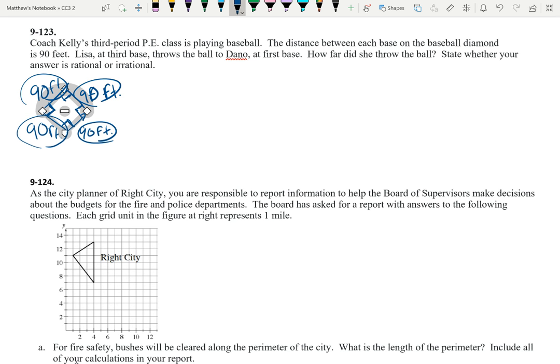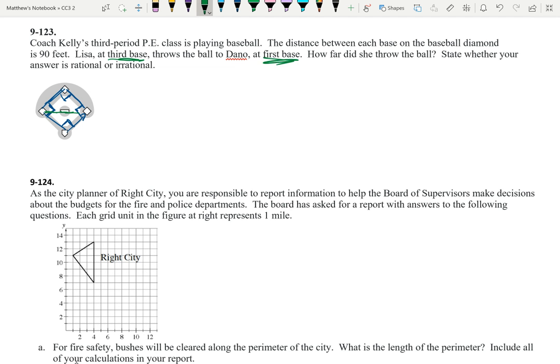And so, of course, we see two right angle triangles here. If you were to draw a line directly across from third base to first base, because Lisa at third base throws the ball to Dano at first base. So Lisa's over here, chucks it across the field. Dano catches it. So how far did she throw the ball?